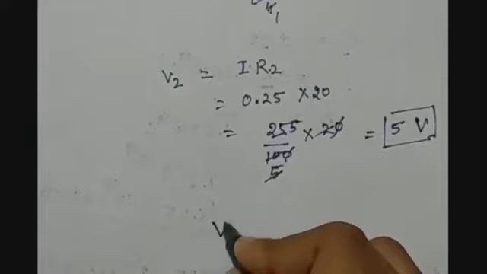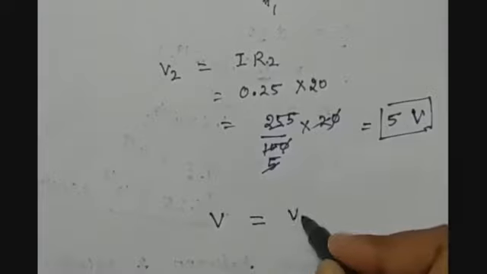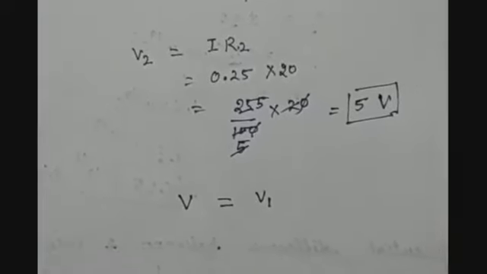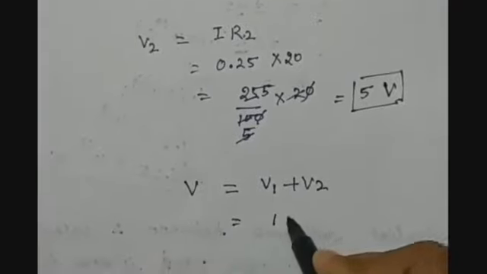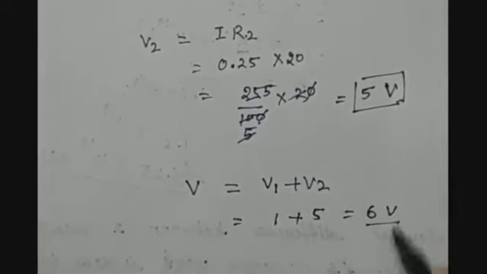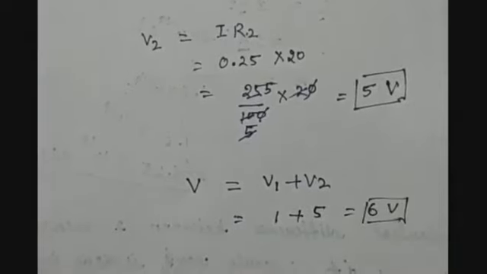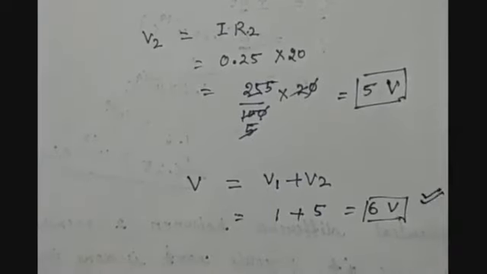Here you can verify your answer, because we know the total potential applied across the ends of the combination of resistors is equal to the sum of individual potential differences across each resistance. That means V is equal to V1 plus V2. So here we are getting the values 1 and 5, so it is coming out to be 6 volts, which is the same as the total potential applied across the combination. So here your answer is verified. This way you have to do the examples as well as the in-text and NCERT questions of this topic. In the next topic, we will be doing the parallel combinations.